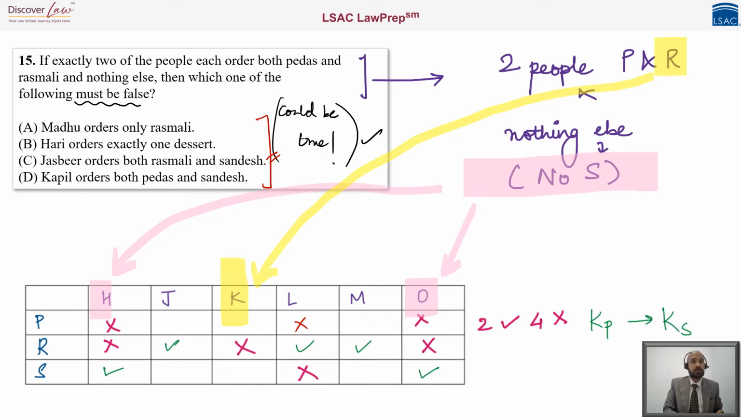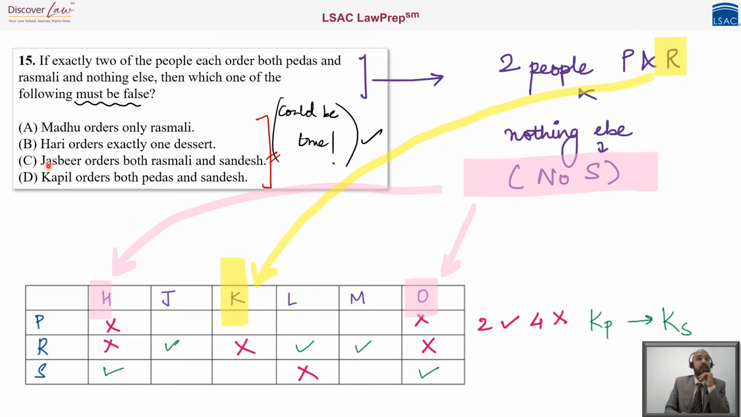Let's look at the first option. Madhu orders only rasmalai. Is it possible for Madhu to order only rasmalai? Yes, of course it is possible. If we decide that J and L are the people who get it, let's say I put this and this, in that case it is possible that Madhu orders only rasmalai, because you can put a cross in both these places, so it could be true. Likewise let's see the next option. Hari orders exactly one dessert. We know that Hari definitely orders only one dessert. We've seen that Hari can only order sundae, so this is definitely true.